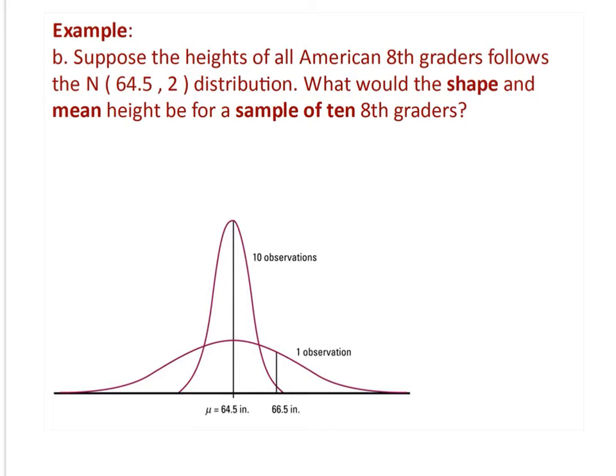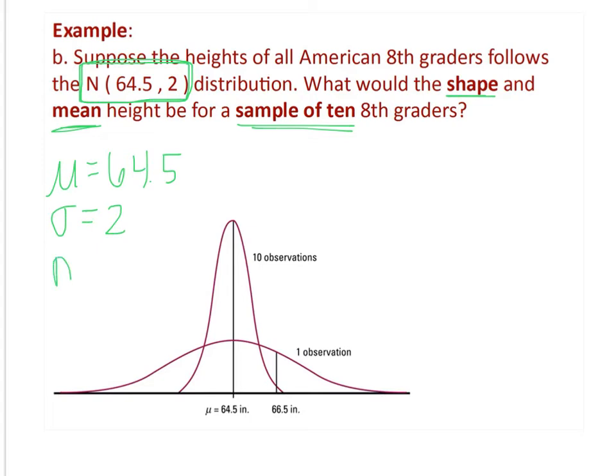So it's the same example with the heights for 8th graders, and it tells us that they follow this distribution, N(64.5, 2). And it says, what would the shape and mean height be for a sample of 10 8th graders? So I know that my mean is 64.5. My standard deviation is 2. It tells me I take a sample of 10 8th graders. Well, if I think about this shape, my population is normal, so the shape is going to stay normal.